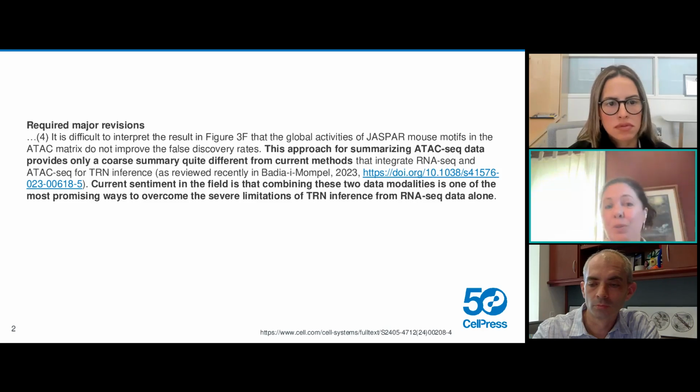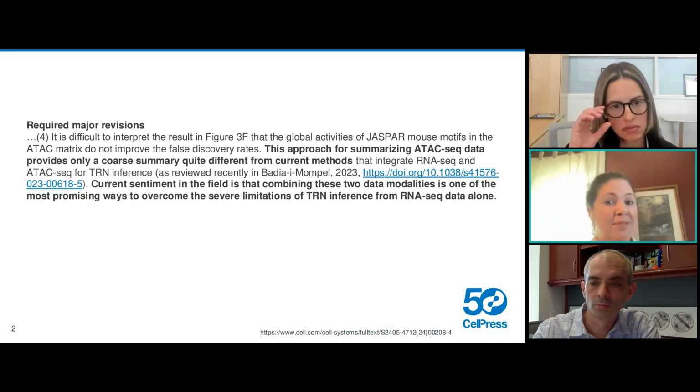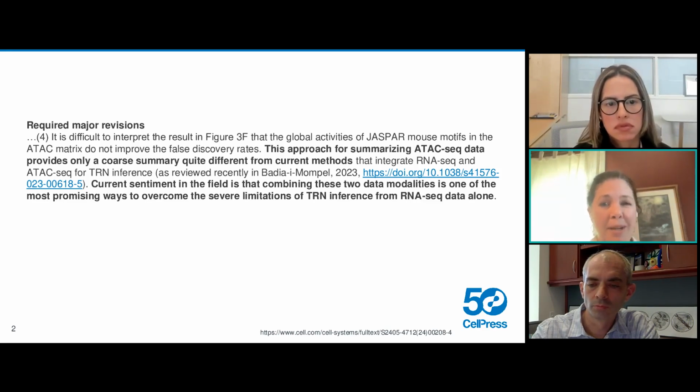Okay, it is difficult to interpret the results in figure 3F that the global activities of Jasper mouse motifs in the ATAC matrix do not improve the false discovery rates. Okay, this approach for summarizing ATAC-seq data provides only a coarse summary quite different from the current methods. Current sentiment in the field is that combining these two data modalities is one of the most promising ways to overcome the severe limitations of TRN inference from RNA-seq data alone.